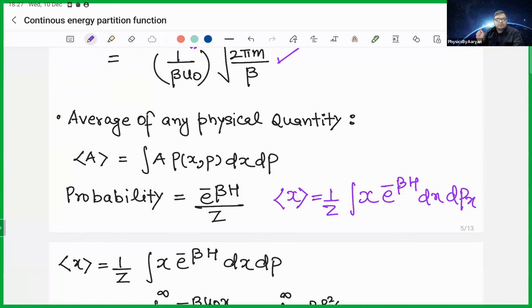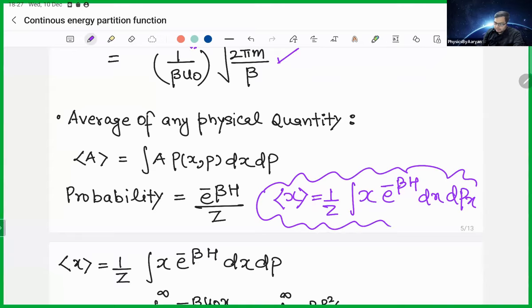Okay? So mean of position, the only thing that I have changed is that I have multiplied whatever quantity whose mean I need. So if I need the mean of a, I will multiply a here. If I need the mean of x, I will multiply x here. Rest everything is same. And then I also need to divide by partition function. So please put this formula in bracket and in your notes. In your notes, put this formula. Okay, put this formula.